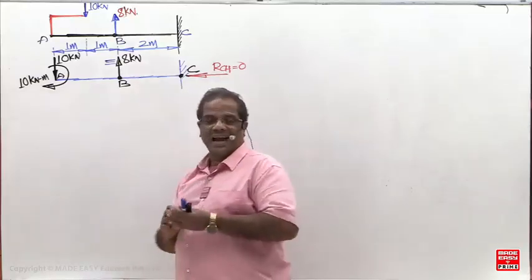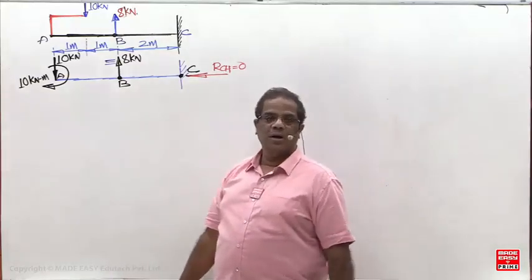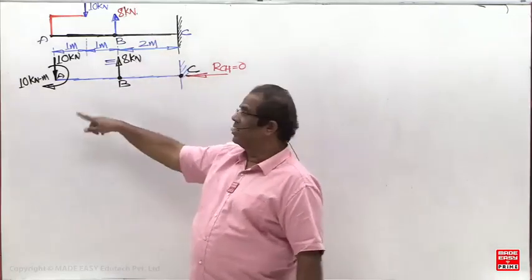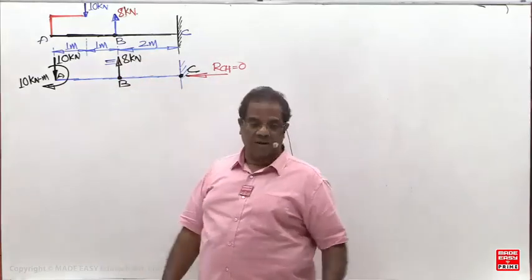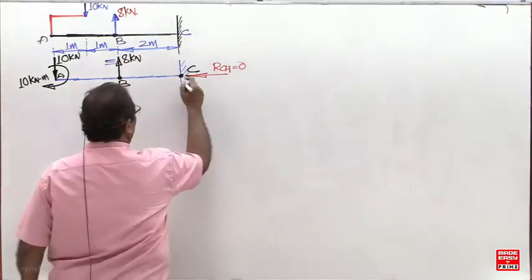And what about the vertical reaction? What is the net vertical load? Net vertical load is 10 downward, 8 upward. So net vertical load is 2 downward. The vertical reaction should be 2 upward.